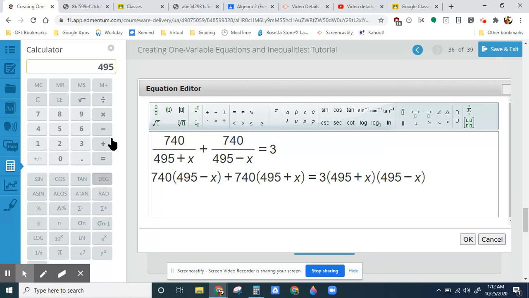495 times 495, and we get, oof, that's a big number. All right. And what sucks is a lot of this ends up canceling out, guys. So give me a moment to kind of digest this in.